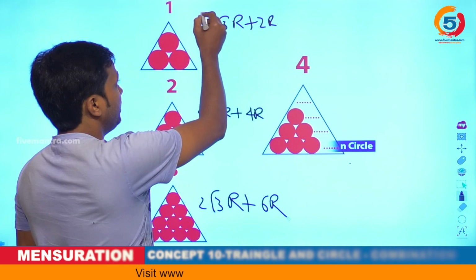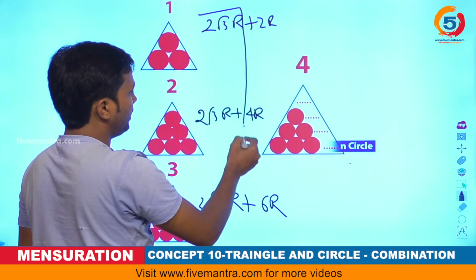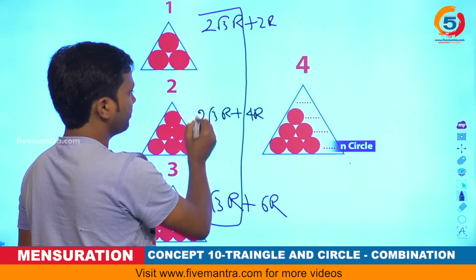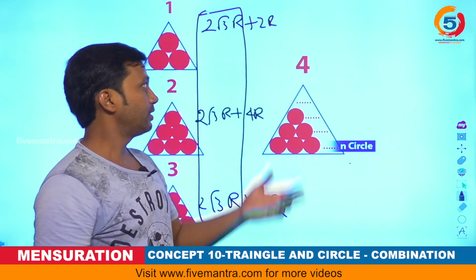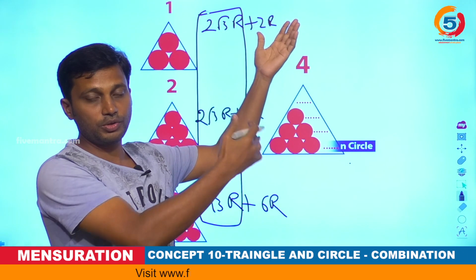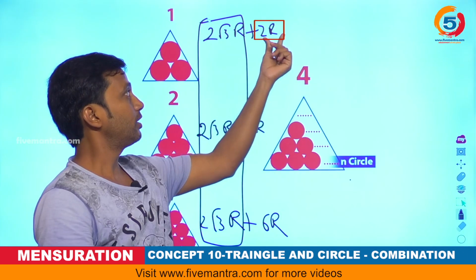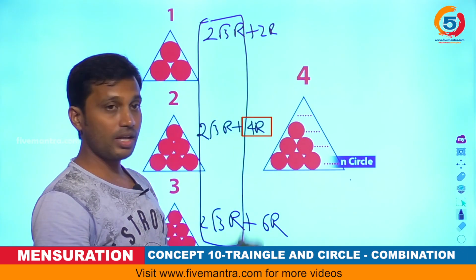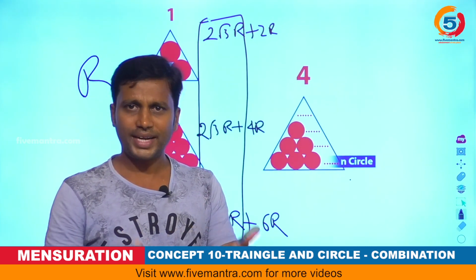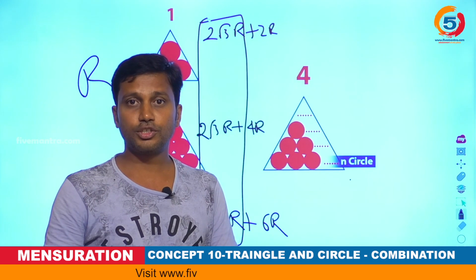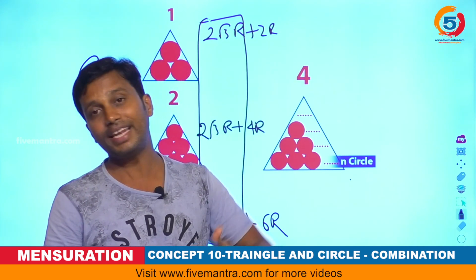For example, here in all these cases, is 2 root 3 r common or not? It's a common thing. So which is the variable here? Which term is changing from one diagram to another, varying? Here this is 2r, this is 4r, and this is 6r. Let us try to arrange this in a pattern, so that we can get a formula for any number of circles.